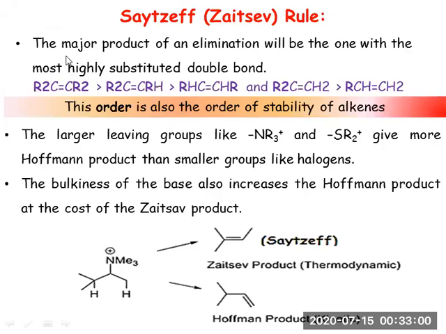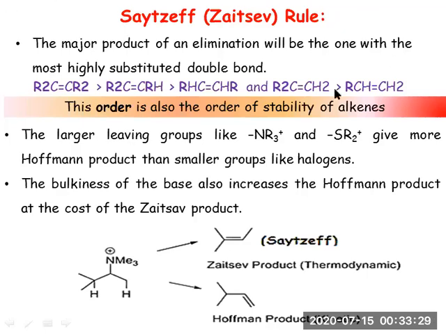We have already spoken about Saytzeff, which says that highly substituted alkenes are more stable, and are therefore obtained as a major product. So if I take these alkenes, if these possibilities are there, you know that this particular alkene will be the most stable, and as I go from this alkene to this alkene, you can see the substitution goes on decreasing and the stability of the alkene also goes on decreasing.